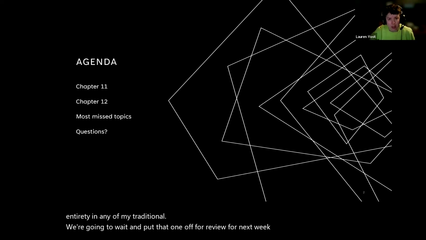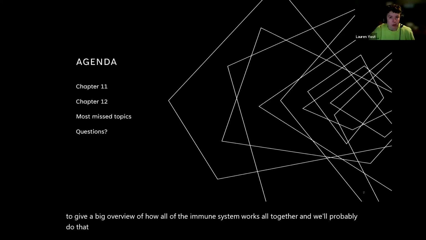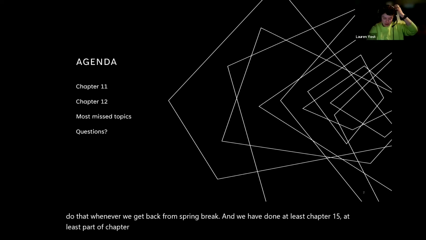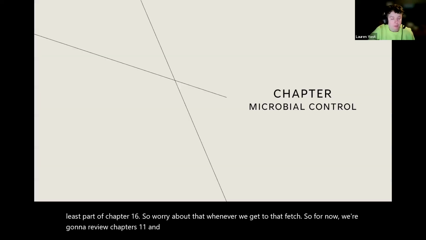And I usually like to give a big overview of how all of the immune system works all together. And we'll probably do that whenever we get back from spring break and we have done at least chapter 15 and at least part of chapter 16. So we'll worry about that whenever we get to that. But for now, we're going to review chapters 11 and 12.